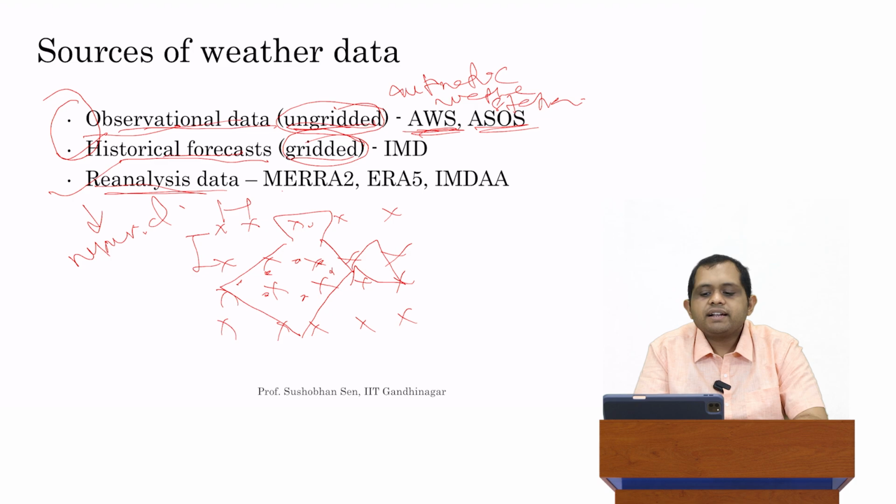What are some sources of reanalysis data? There are actually many sources of what are called products of reanalysis data. There is something called MERRA-2, which generally comes from NASA.